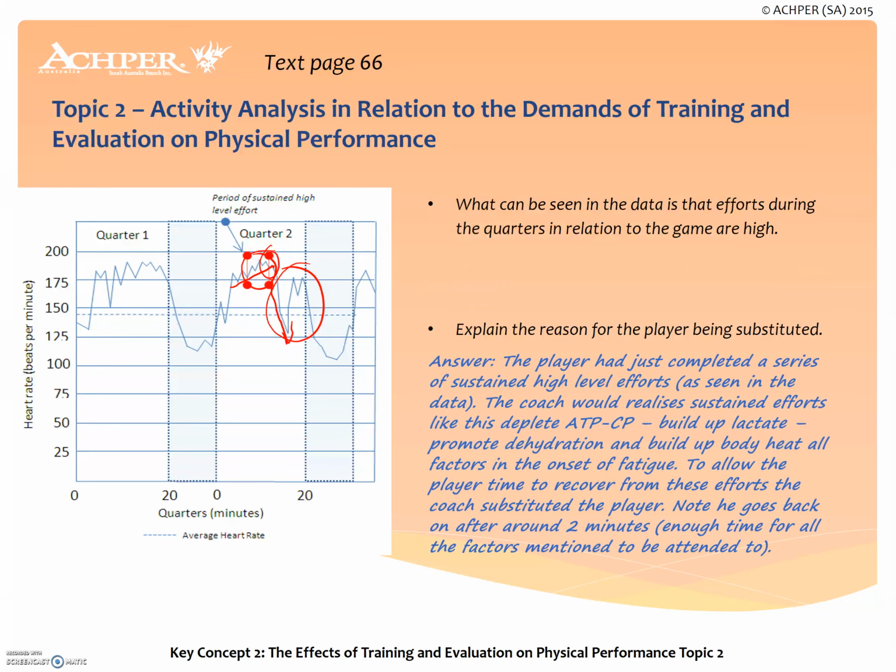So the answer that they've given us here: the player has just completed a series of sustained high level efforts as seen in the data. The coach would realise that sustained efforts like the depleted PC, build up in lactic acid, promote dehydration and build up in body heat, all factors in the onset of fatigue. So to allow this player time to recover from these efforts, the coach has actually substituted that player and goes back on after 2 minutes. Enough time for these factors to be attended to.